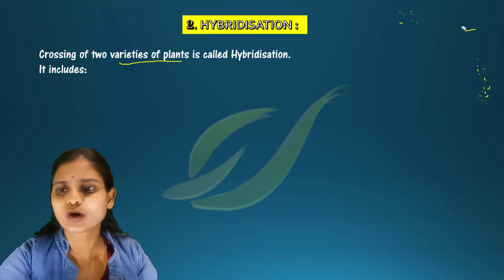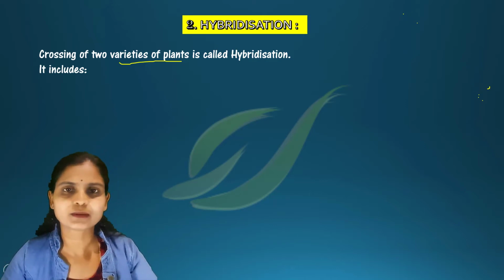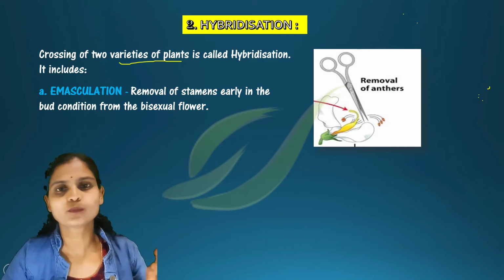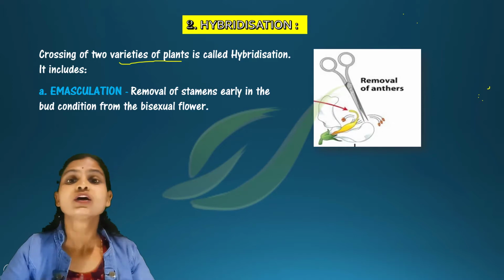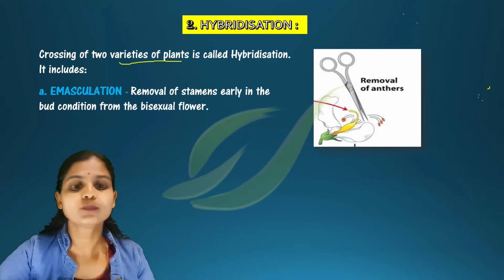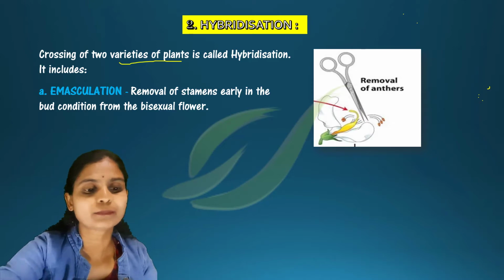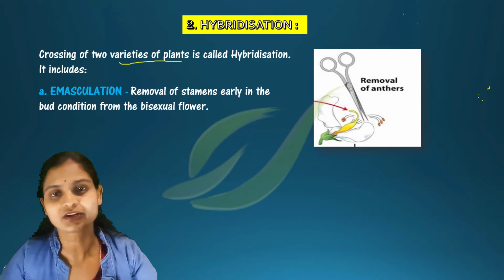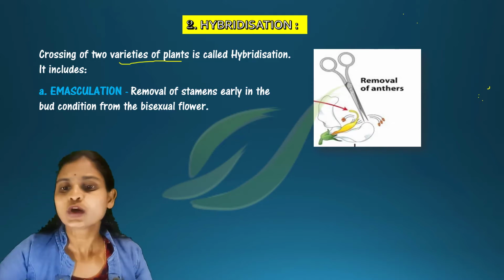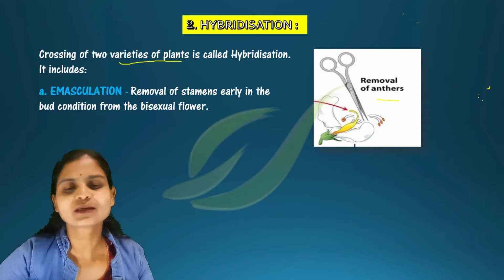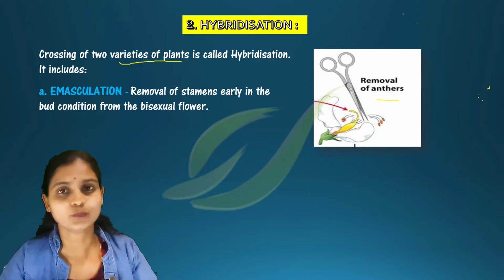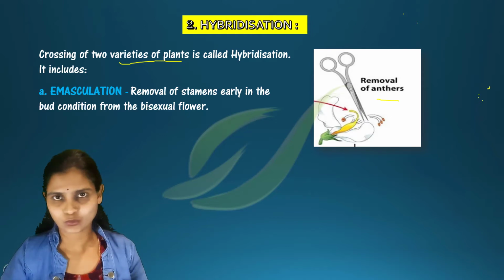The first step involved in hybridization is emasculation. The definition is very important and very easy: removal of stamens early in the bud condition is called emasculation. You can see the picture here. As the pea plant is bisexual in nature, all these stamens are removed. Why are the stamens removed?